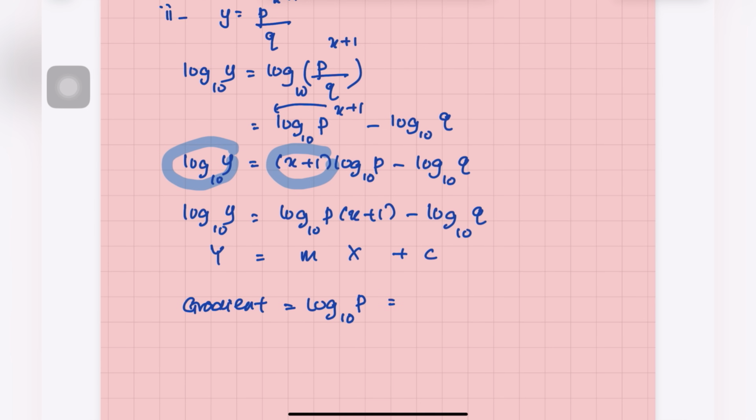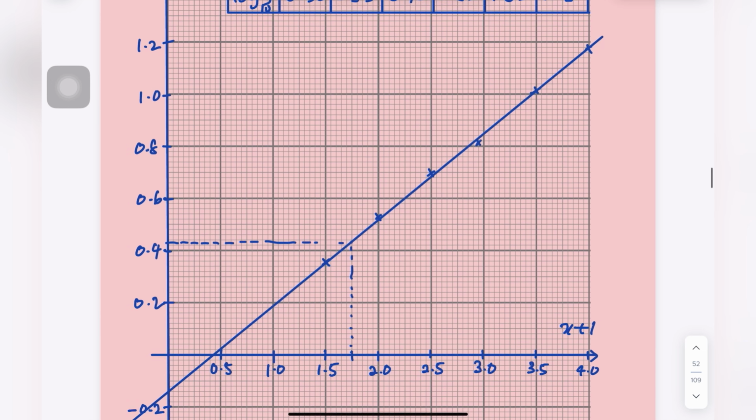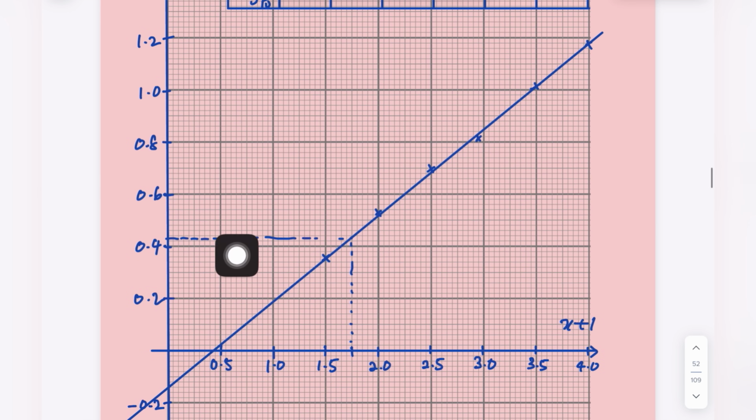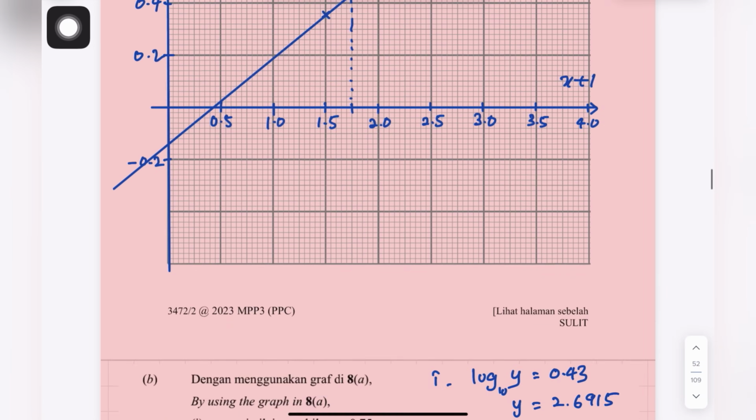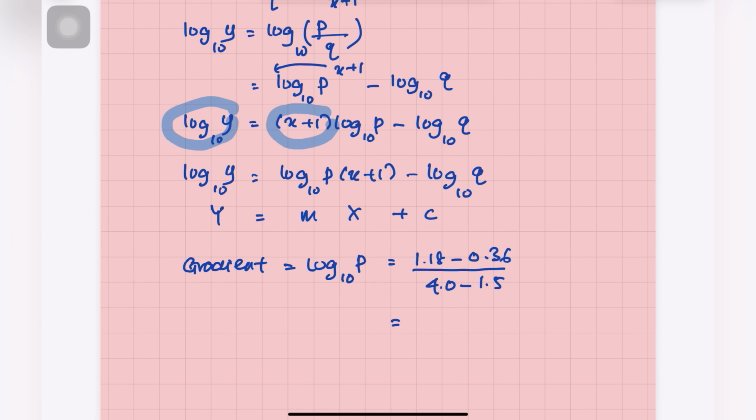So to find the gradient, we look at the points that are on the line. The first point and the last point. So we find y2 minus y1 over x2 minus x1. So 1.18 minus 0.36 over 4.0 minus 1.5 equals 0.328. To find p, you have to shift log: 0.328, which equals 2.1281.